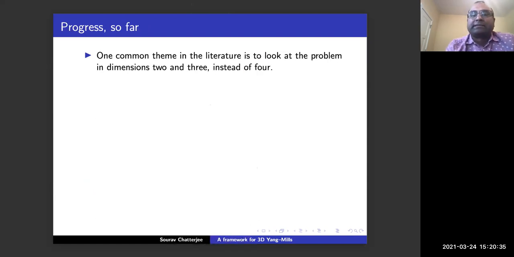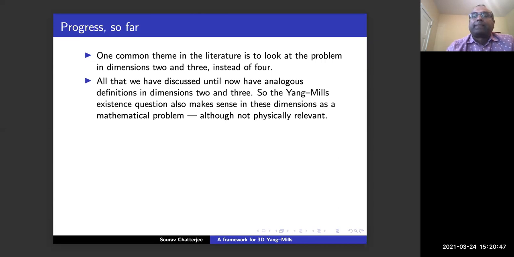Let me now summarize the progress that has been made so far. One common theme in the literature is to look at the problem in dimensions 2 and 3 instead of 4, where it's supposed to be easier or more manageable. All that we've discussed until now has analogs in dimensions 2 and 3, so this question makes sense in these dimensions. It's not completely physically relevant, although there are some physical models where you restrict electrons to a sheet, and then it becomes a three-dimensional problem, because time is one dimension and the sheet is two dimensions. But mostly, it's not so relevant. It's a good start, though.